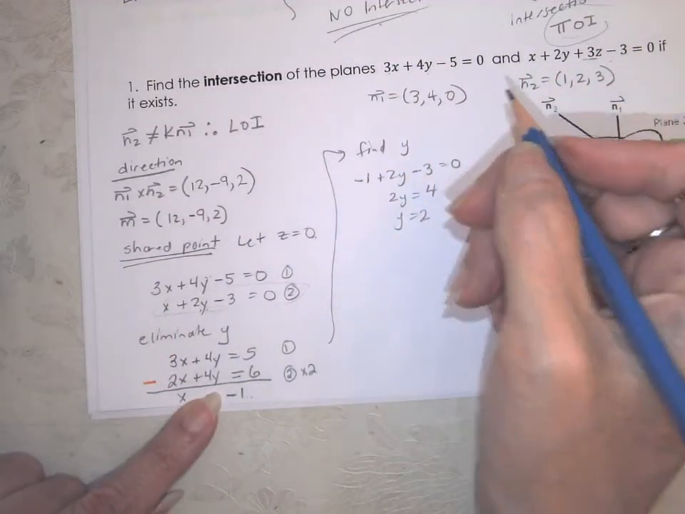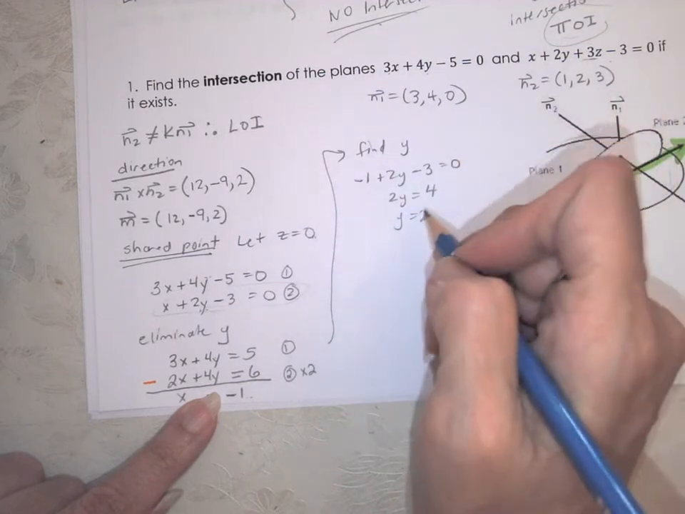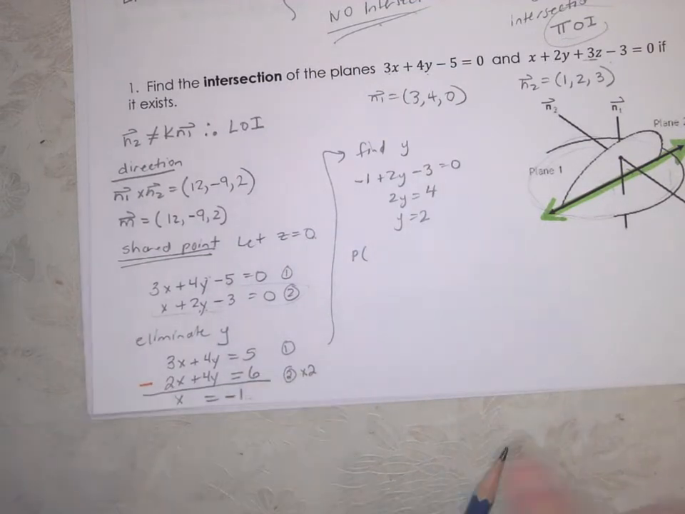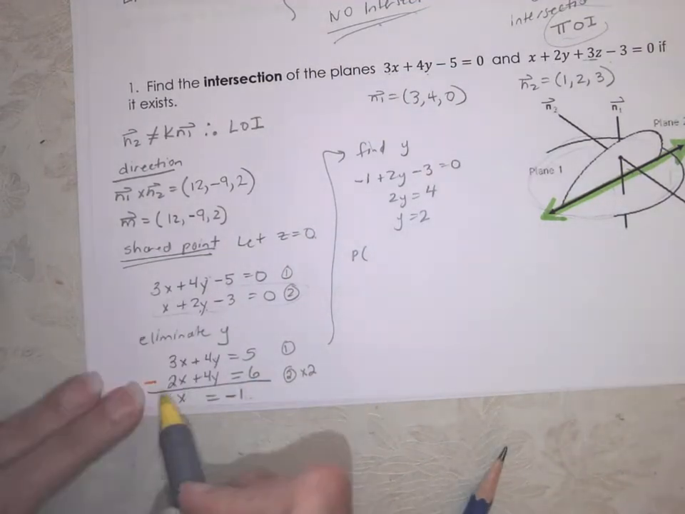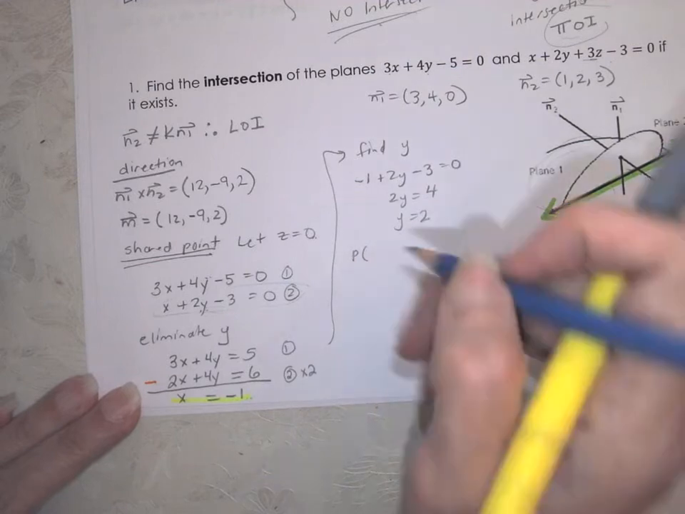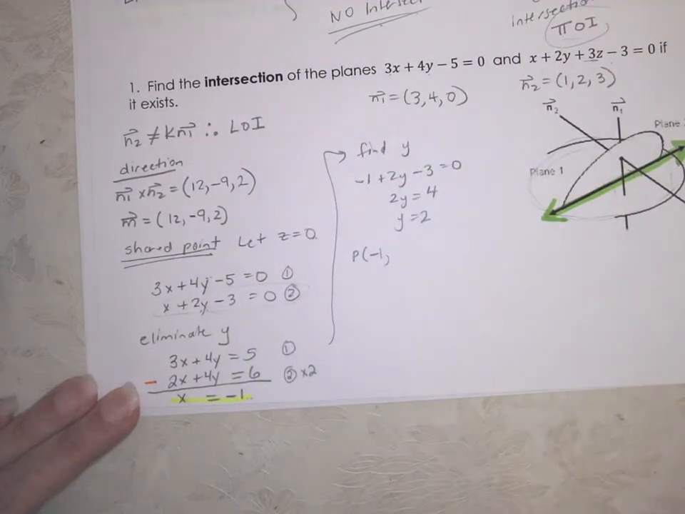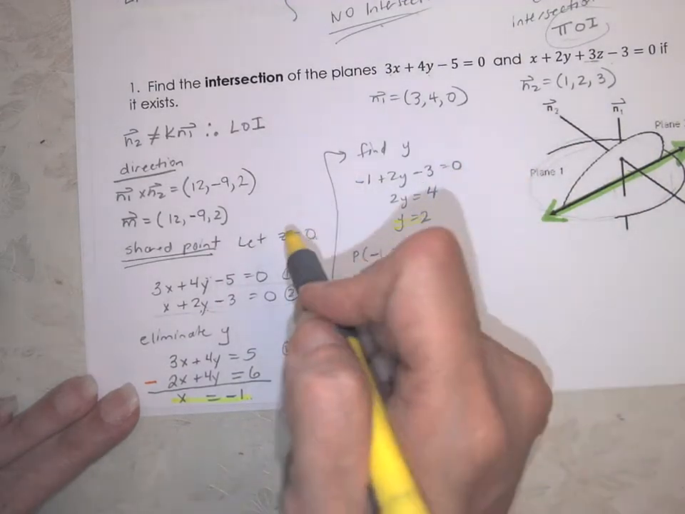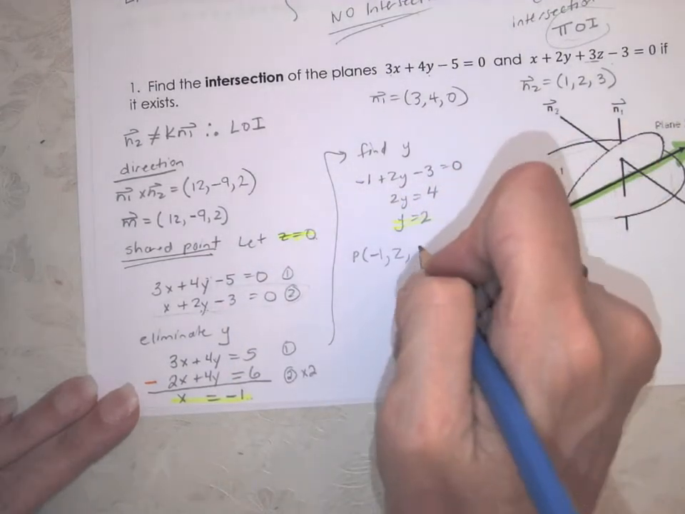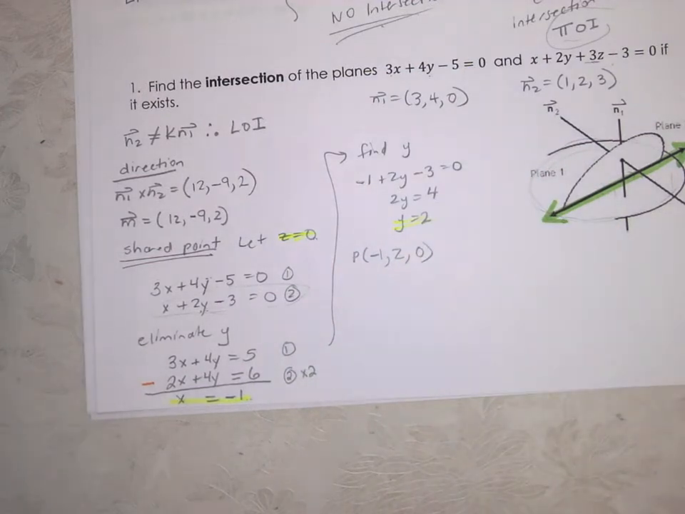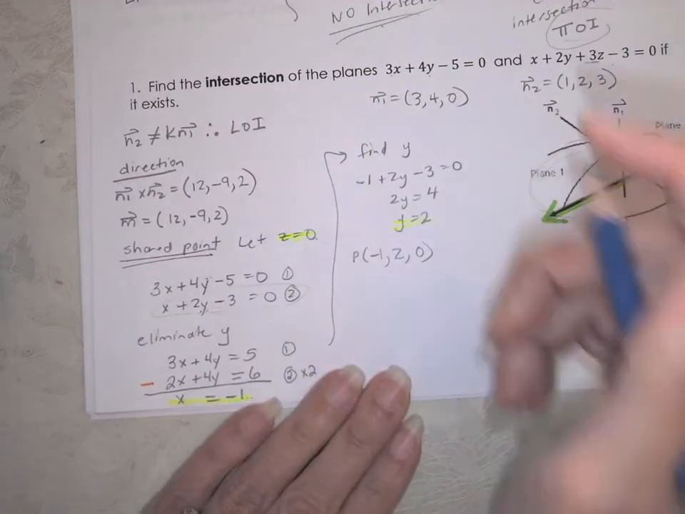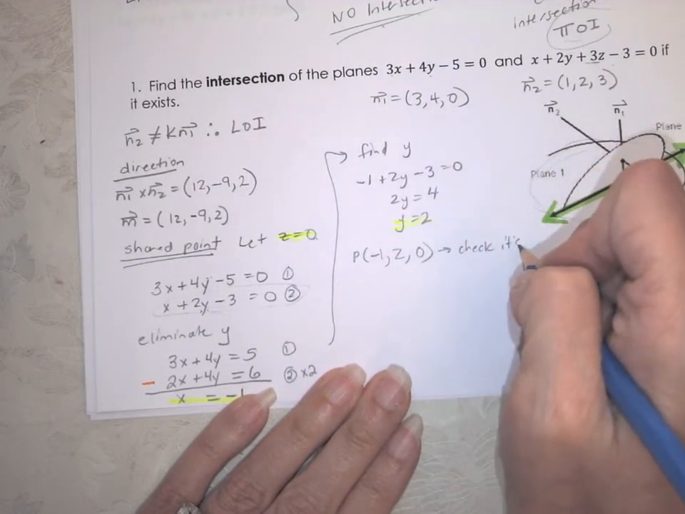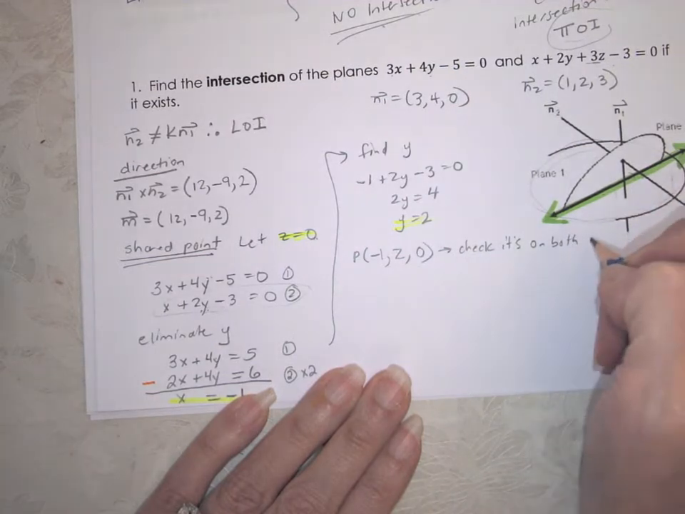So my point is going to be made up of an x value of negative 1, a y value of 2, and a z value of 0. And we want to know, is that a shared point or not? So we want to check it is actually on both planes.